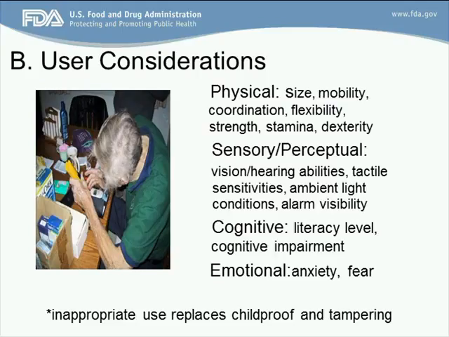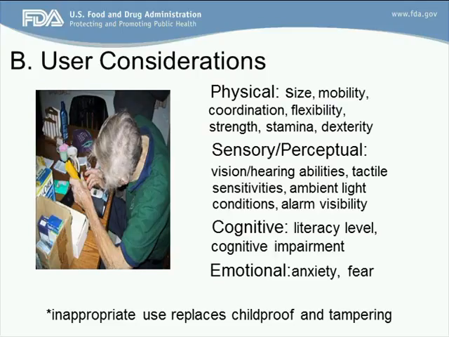And then you have the sensory and perceptual. A lot of people have vision or hearing abilities or disabilities. They have tactile sensitivities, especially diabetics. There are ambient light conditions, and if you look at this particular picture here, you can see this gentleman has ambient light problems. He cannot read his machine, and he's using a flashlight in order to read it.